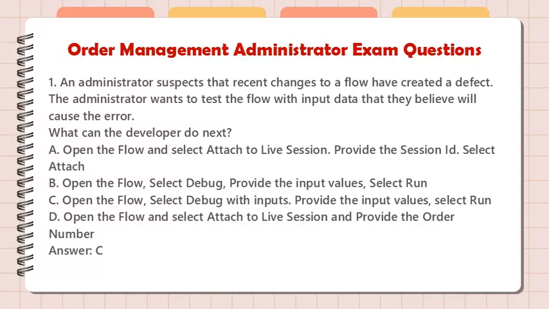A. Open the flow and select Attach to Live Session. Provide the session ID. Select Attach. B. Open the flow. Select Debug. Provide the input values. Select Run. C. Open the flow. Select Debug with inputs. Provide the input values. Select Run. D. Open the flow and select Attach to Live Session and provide the order number. Answer. C.